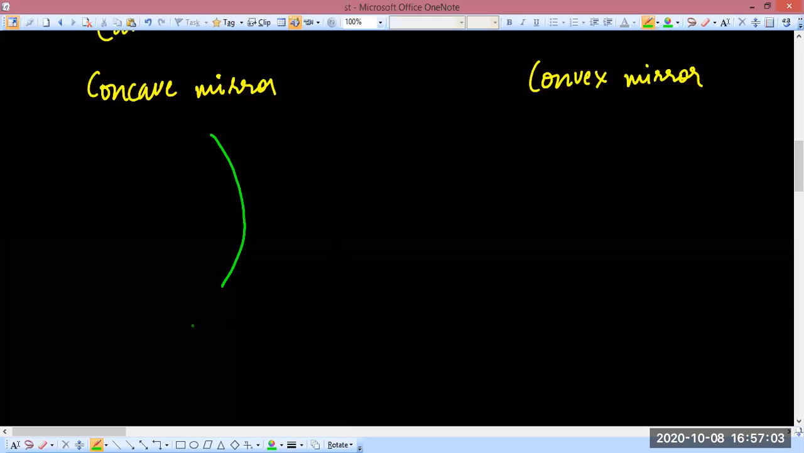Is this mirror concave or convex? Can you tell me that? Is this concave or convex?